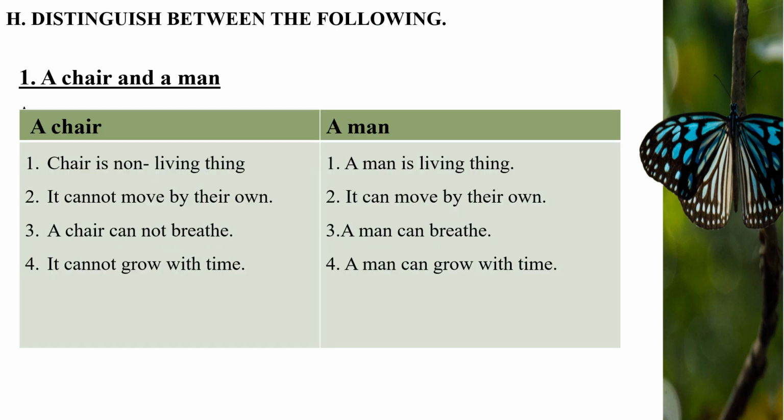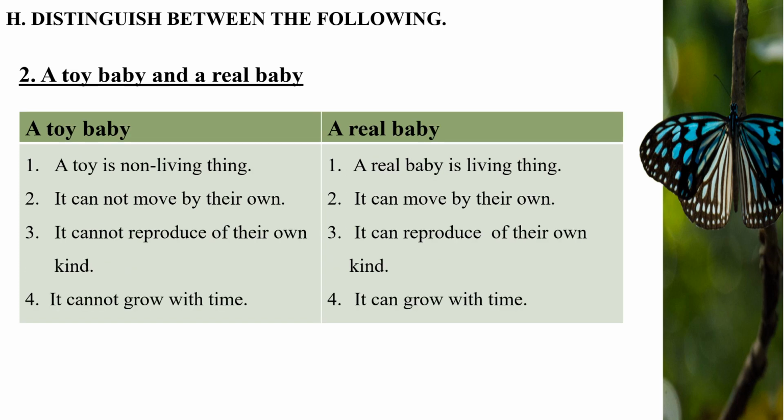Distinguish between the following. First is a chair and a man. So, chair is a non-living thing and a man is a living thing. Chair cannot move on its own. Man can move on his own. Chair cannot breathe. Man can breathe. Chair cannot grow with time, but man can grow with time.